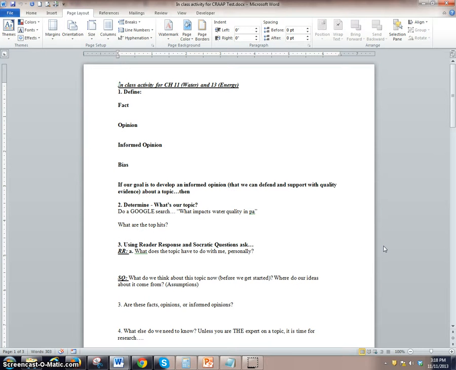Okay, so you took a little time to think about the difference between fact, opinion, informed opinion, and bias. And if our goal is to develop an informed opinion that we can defend and support with quality evidence about any topic, then what might our topic be?